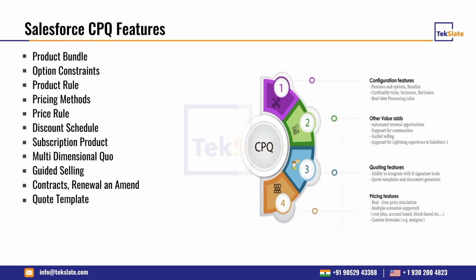In each feature, we have some modules as well. So I'm just going to explain all these features at a high level so that you can understand what we are going to cover in CPQ. So you know, C stands for Configure, P stands for Price, Q stands for Quote. So what does that C do? Configure means where I'm going to do configuration.